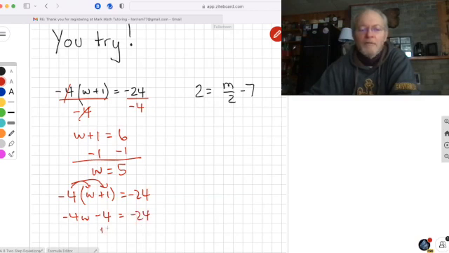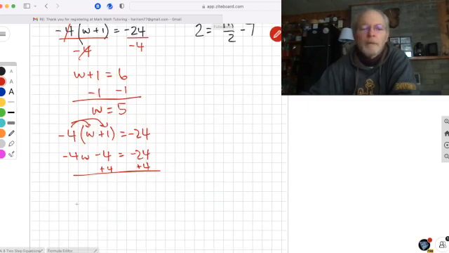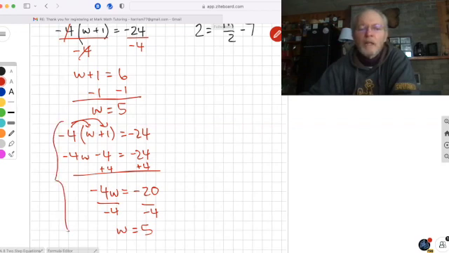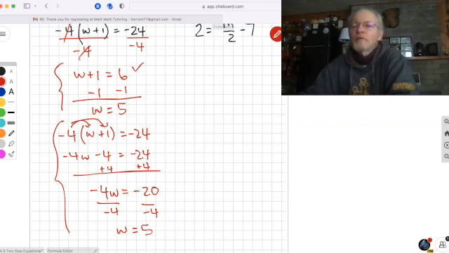Then we'd have to add 4 to both sides. That would give us negative 4w is equal to negative 20. And then we divide by negative 4, and we'd still get the same solution as 5. We just did a little bit more work here than we did here. So this is probably the preferred method there.